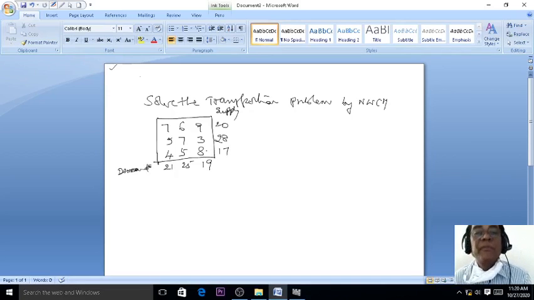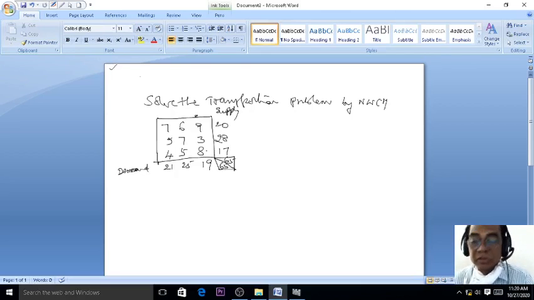So before applying the NWCM method, the first condition is to check the total of supply and demand. If the total of supply and demand are the same, the problem is called a balanced problem. Sometimes unbalanced problems are given, but that is secondary. So the total of supply is 65, and this is also 65.